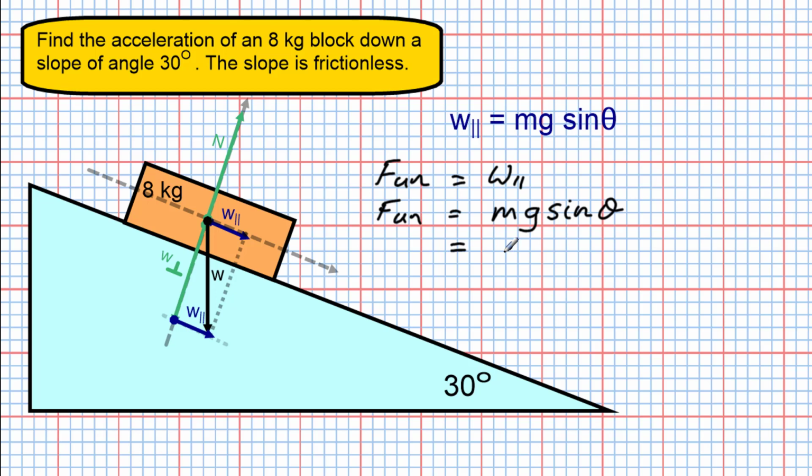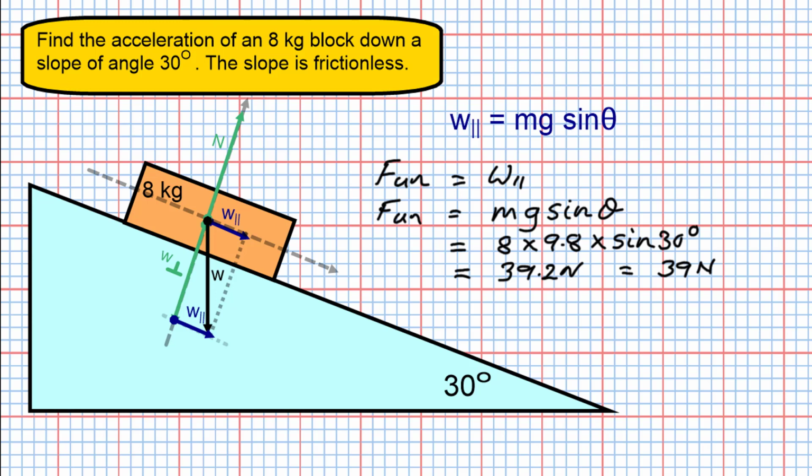We put in our numbers. The mass of the block is 8 kilograms times gravitational field strength, we'll call 9.8, times sine of the angle 30 degrees. Now when we work that out, we get an answer of 39.2 newtons. And we'll just write that down as 39 newtons to keep the two significant figures. So now we've worked out the force which is actually causing the block to accelerate down the slope.